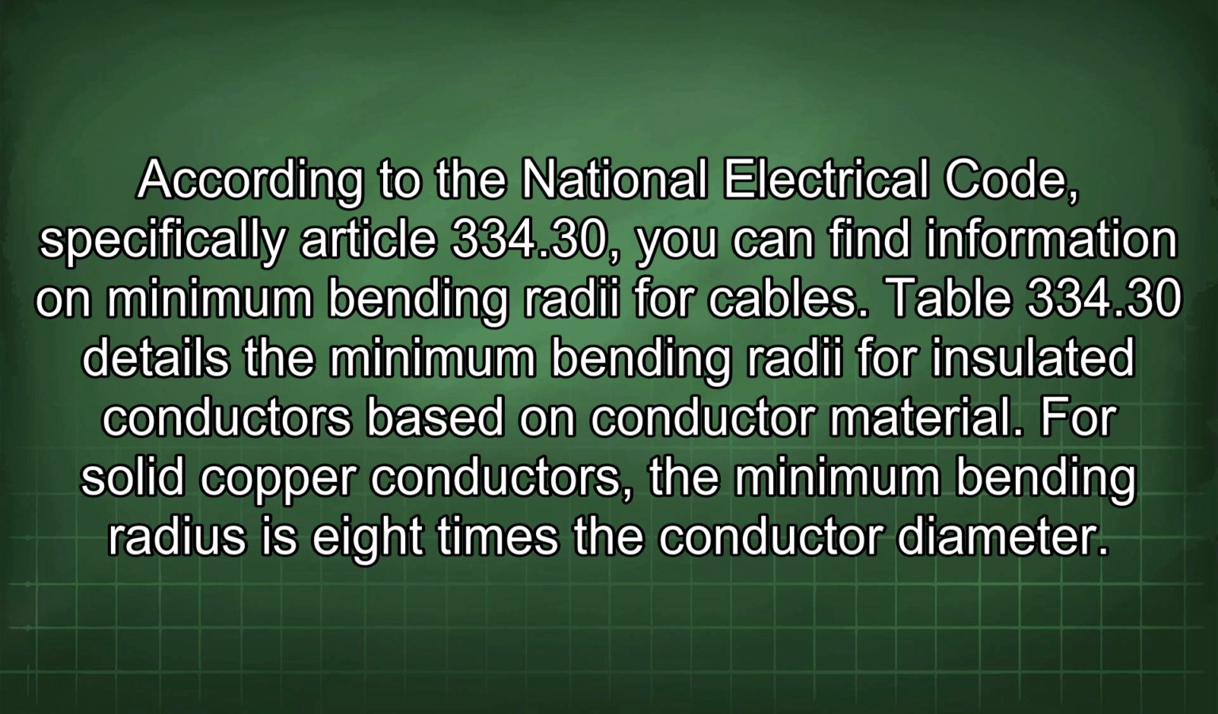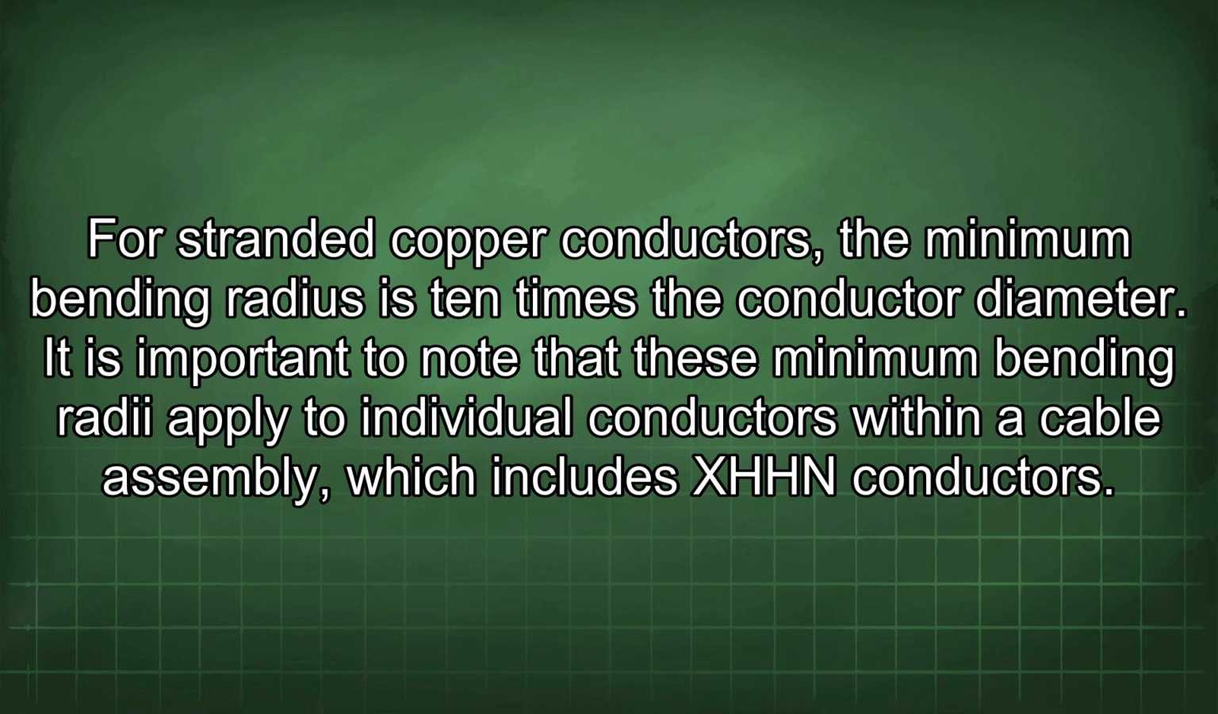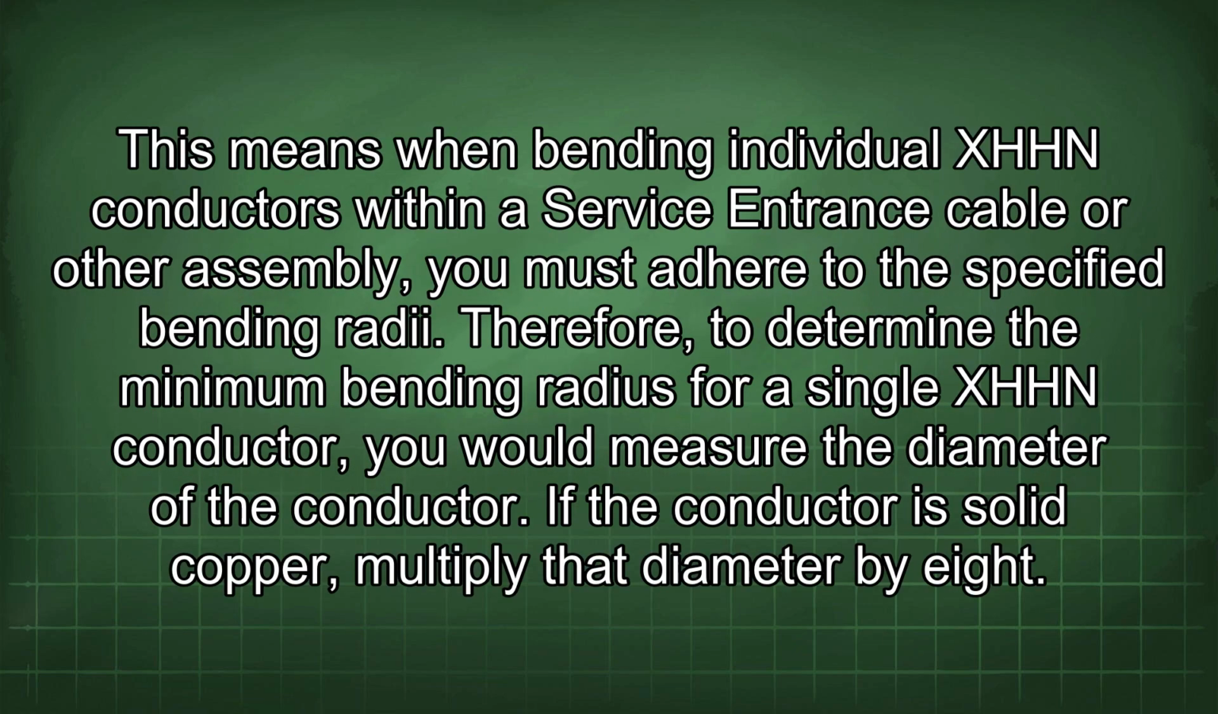For solid copper conductors, the minimum bending radius is 8 times the conductor diameter. For stranded copper conductors, the minimum bending radius is 10 times the conductor diameter. It is important to note that these minimum bending radii apply to individual conductors within a cable assembly, which includes XHHN conductors. This means when bending individual XHHN conductors within a service entrance cable or other assembly, you must adhere to the specified bending radii.